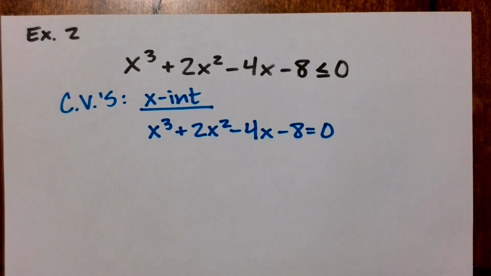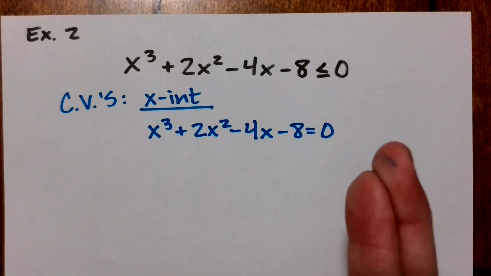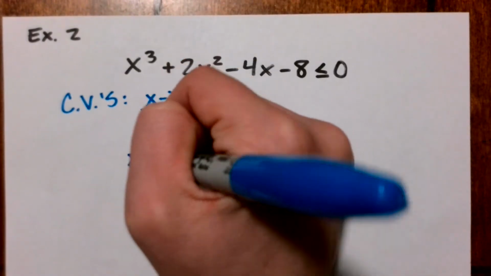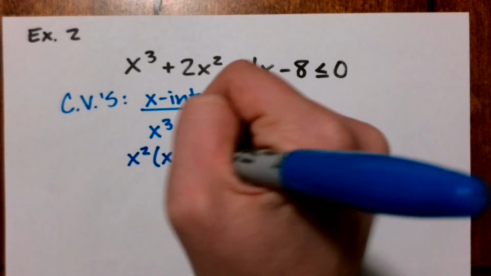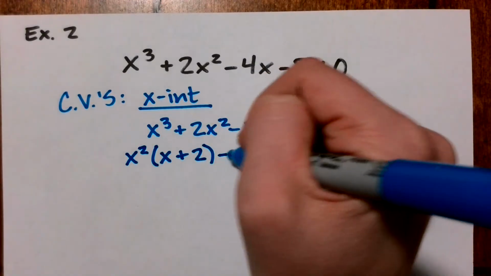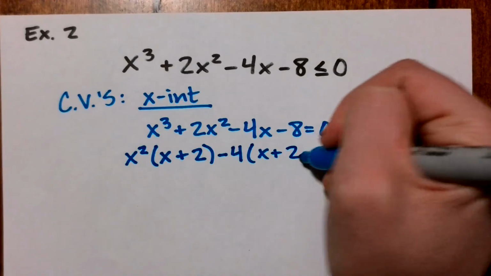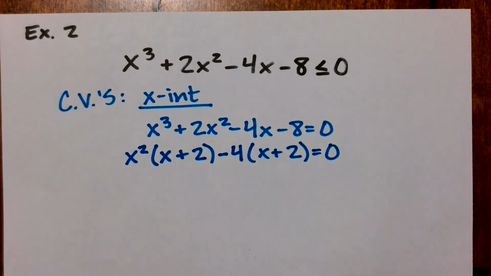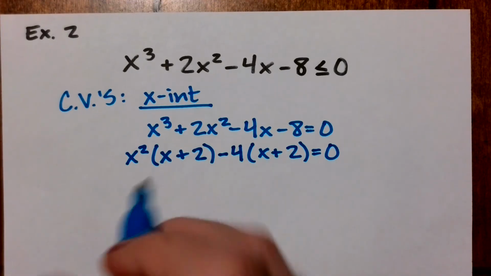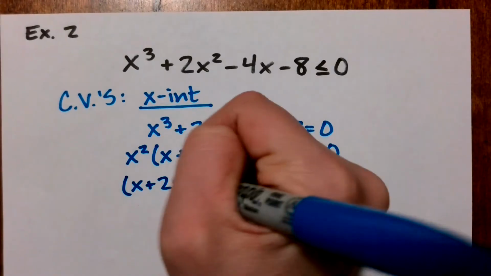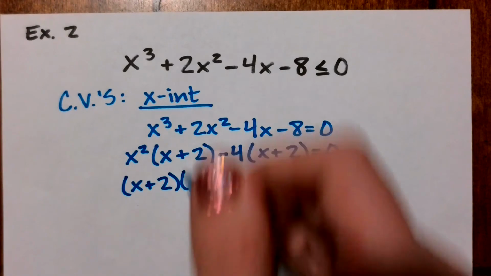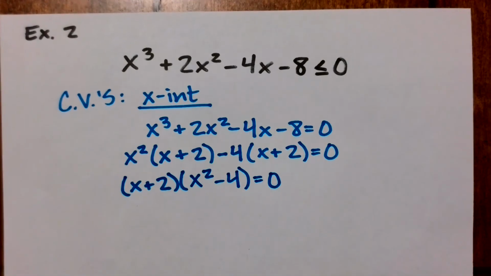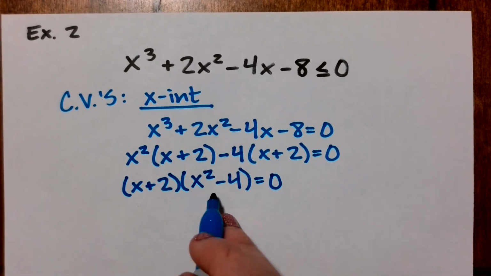So for this, let's try factoring by grouping. We would hope that it's factorable by grouping, because otherwise we need to take a much longer route. So factoring an x squared out of the first two terms, and a -4 out of the second two. Good. Turns out that it is factorable by grouping. What we got in parentheses is the same both times, so we're good there. So now we can factor out our x plus 2, and then we're left with an x squared minus 4, which equals 0.